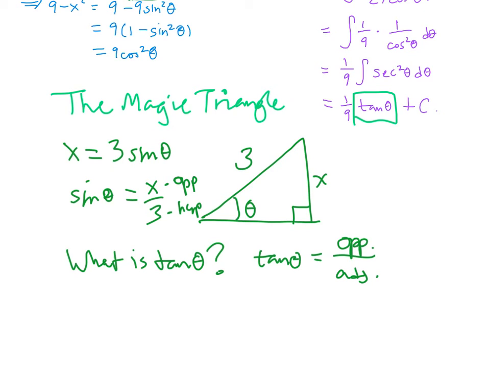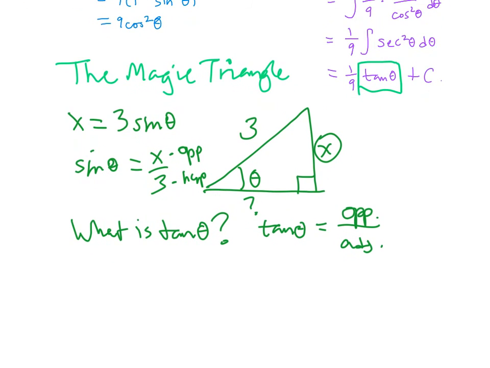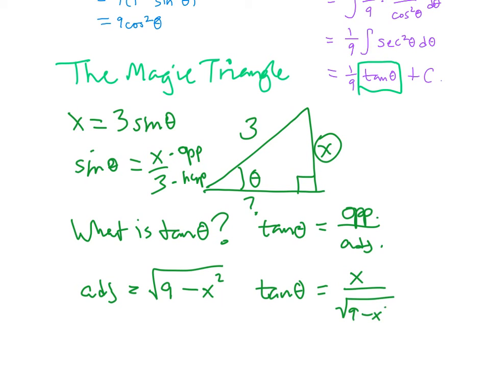Well, I have the opposite leg's length, that's x. But what is the length of the adjacent leg? Well, to get that, I use the Pythagorean theorem. I get that the length of the adjacent leg is the square root of 3 squared minus x squared, 9 minus x squared. So the tangent of theta is going to be the opposite leg length, which is x, over the length of the adjacent leg, the square root of 9 minus x squared. So coming back to this final antiderivative here, I can finally write that as 1/9 tangent of theta, which is x over the square root of 9 minus x squared, plus c.